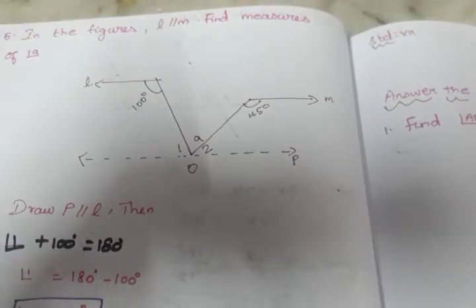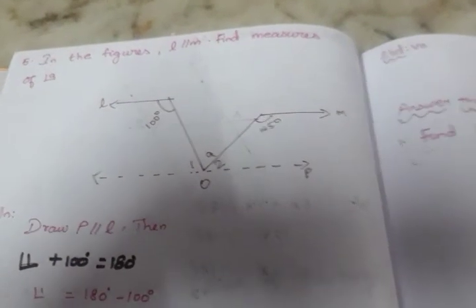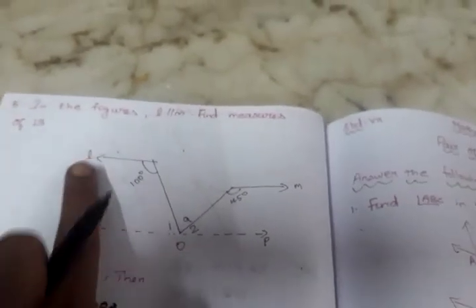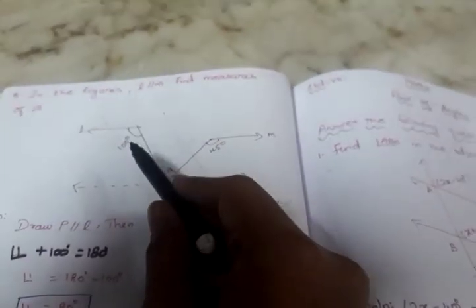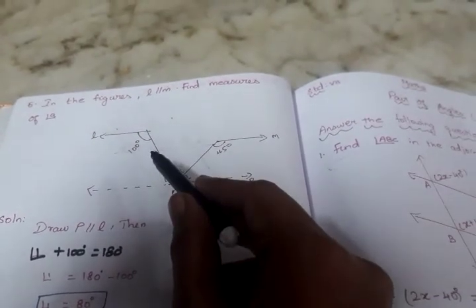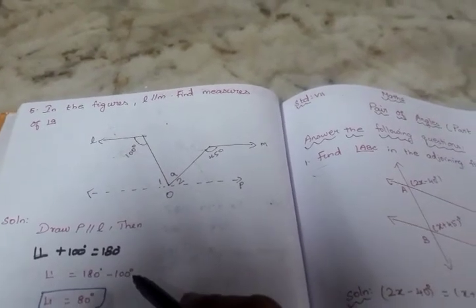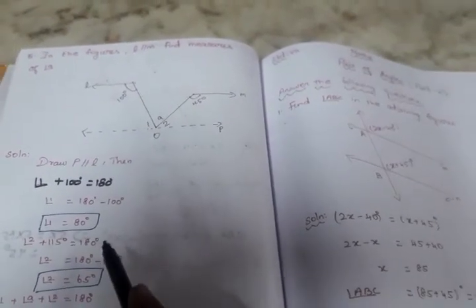In the figure, L is parallel to M. Find the measure of angle A. Okay, so draw P parallel to L. This one is an extended line. P is parallel to L. Then next, angle 1 equals 100 degrees. The sum of the two angles is 180 degrees: angle 1 plus angle 2 equals 180 degrees. Angle 1 equals 180 degrees minus 100 degrees, which is 80 degrees.